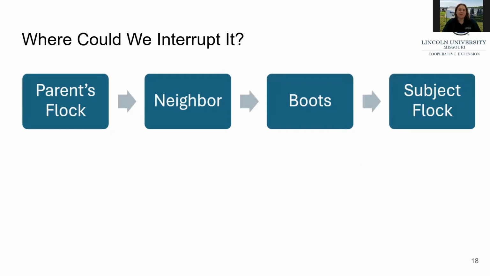Now that we've identified a potential pathway worth investigating, let's shift from investigation to risk reduction. We know that something could potentially move from one flock to another through the neighbor and their footwear. So where could we interrupt that pathway? We could change the order of visits so that the lower risk flock is visited before the higher risk flock. We could change the footwear between locations. We could clean and disinfect footwear before entering the flock, or use dedicated footwear or another protective barrier.